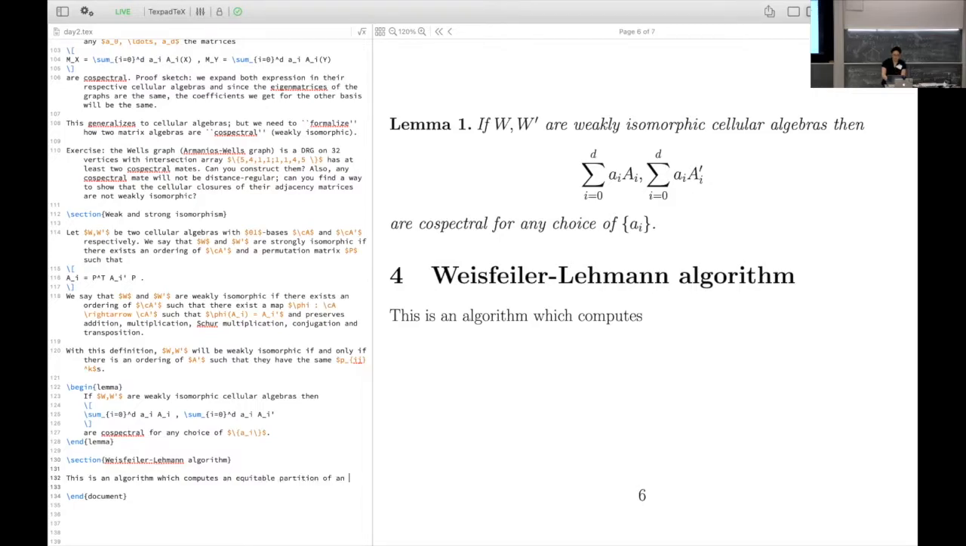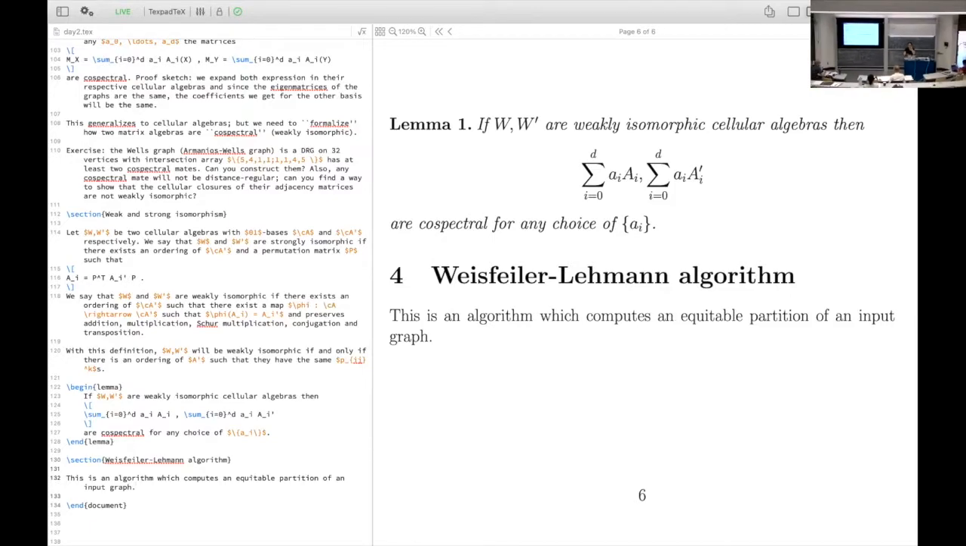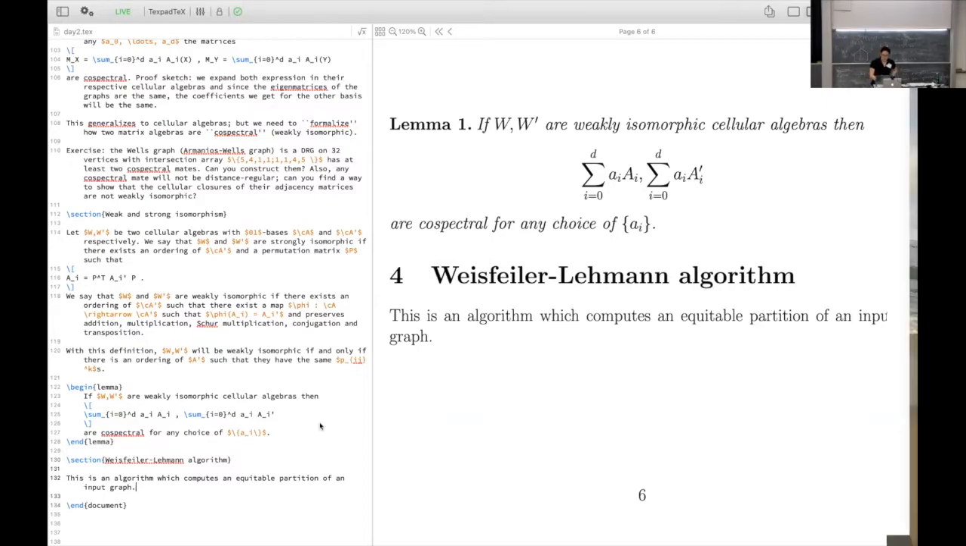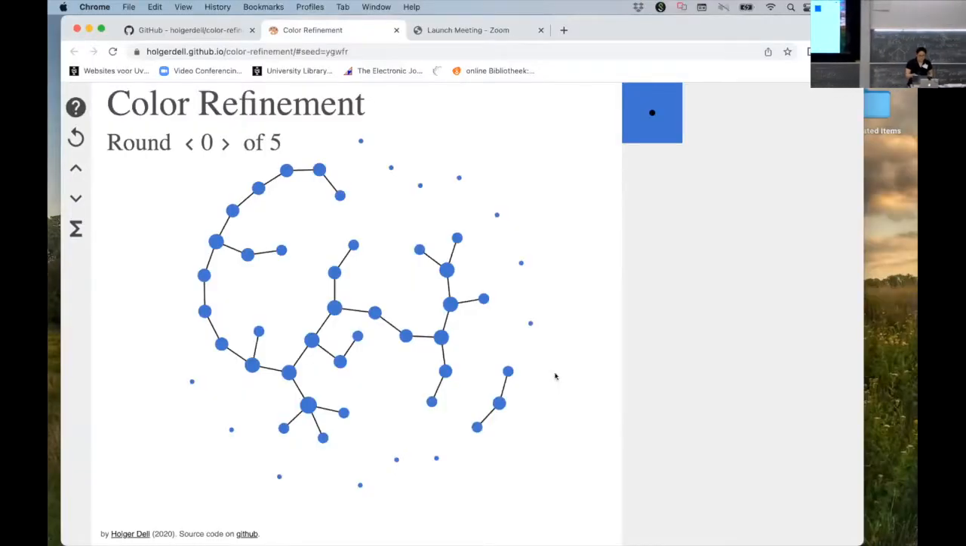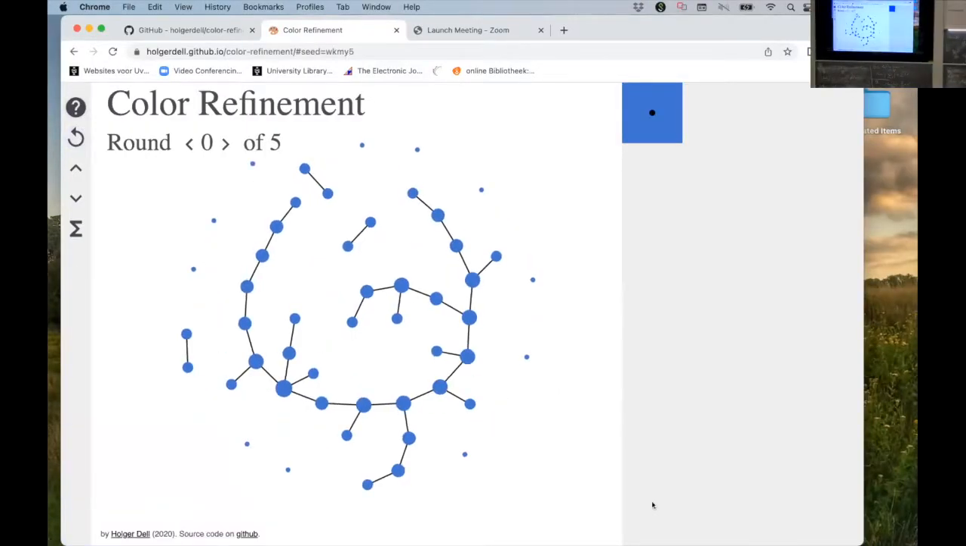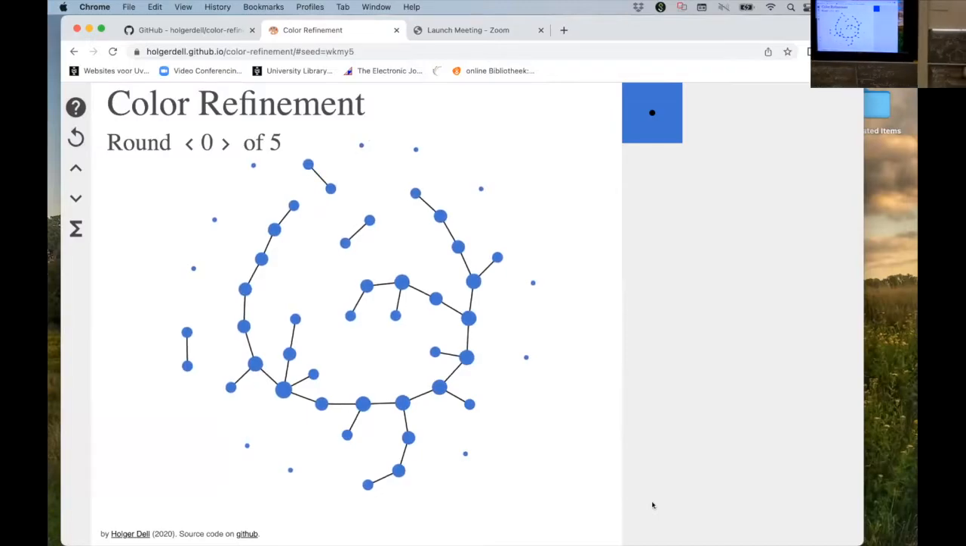And you can use it to solve graph isomorphism by feeding it two different graphs and then getting the two partitions at the end and seeing if they're the same partition. And there will be some extra information because you know what the labels will be. So let me just show you this algorithm. Okay, so this is some code, very nice code that's been written by Holger Dell, and he's generated for us a random graph.